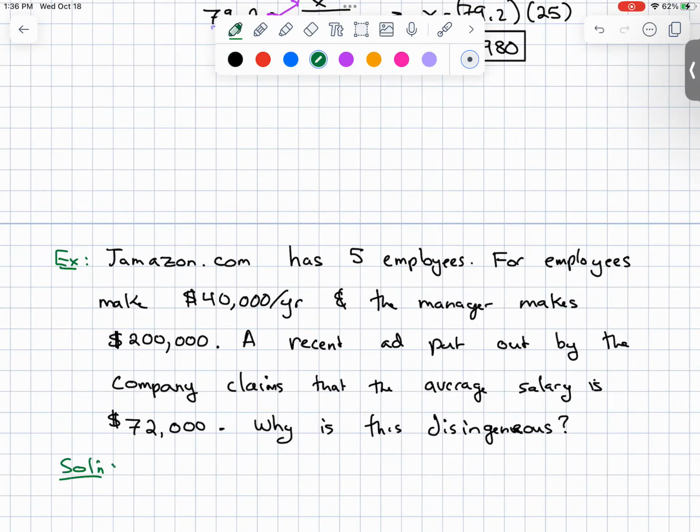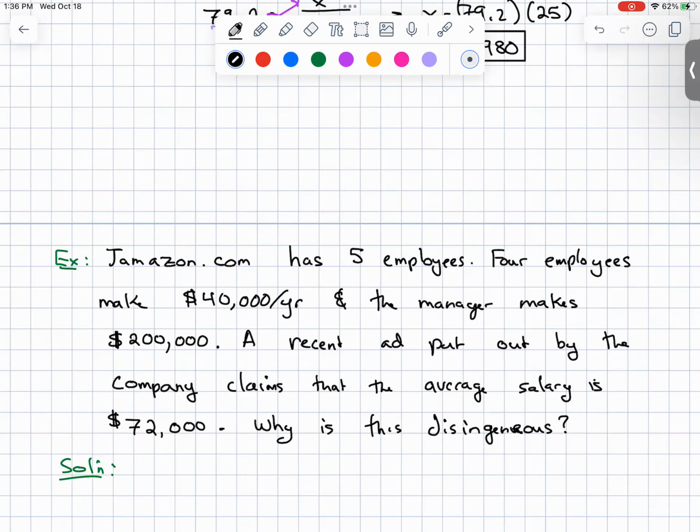Me too. Disingenuous. I hope I spelled it right. I'm not an English major. But really, we've kind of already talked about it. Like you're just saying employees make 40. Yeah, the 4 of them that work under the manager, they're making 40,000. Like for FOR, not FOUR. Oopsies. Thank you.